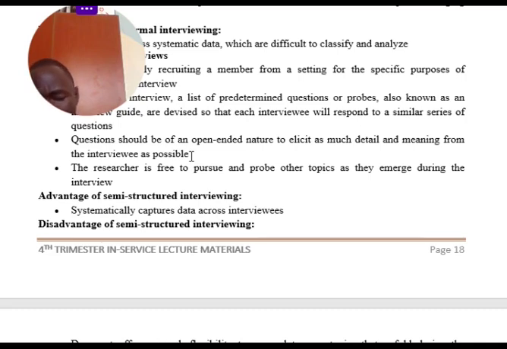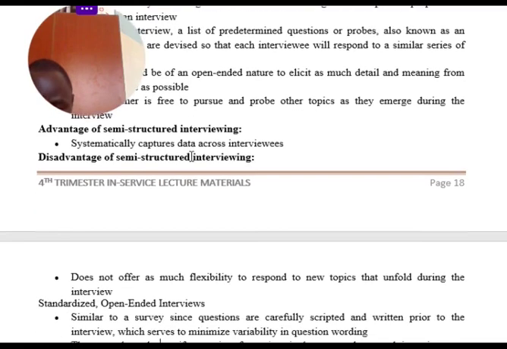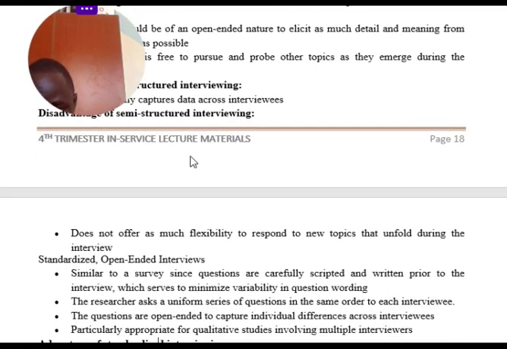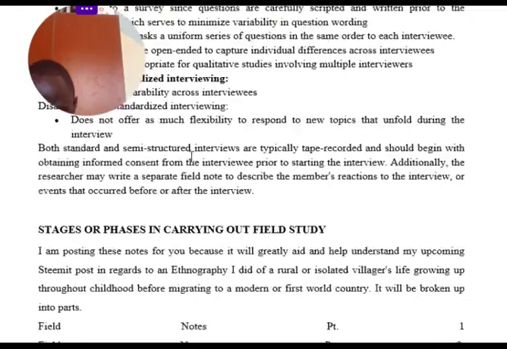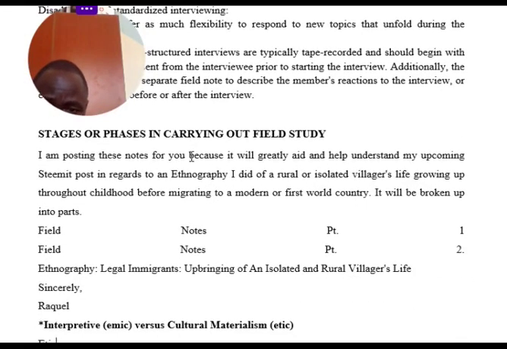But it also has some of the disadvantages and the advantages. The advantages, they're saying that it captures data across the interviews. Anything that you may be asking when you meet face to face, this one will be able to capture a wide range of questions, since the person knows that he will be doing an interview. So those are some of the methods that they are trying to talk about.